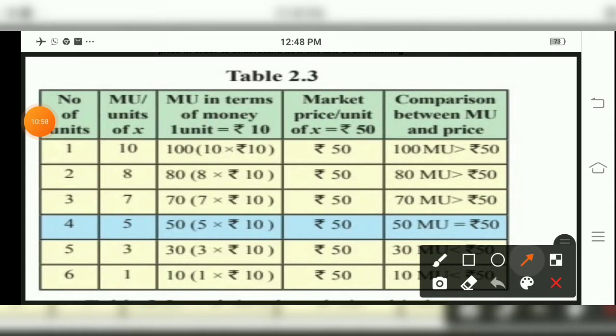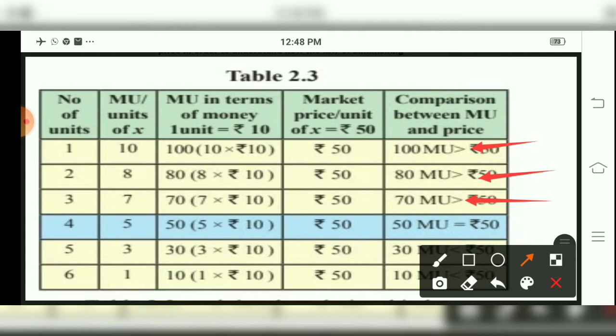Now, children, what we have to study is the relation between MU and price. If you can see the first unit, the marginal utility of 100 is greater than the price of rupees 50. Yes or no? Then 80 is also greater than the price of rupees 50. 70 MU is also greater than rupees 50. So all these three marginal utilities which are greater than price are called intra-marginal utility, children.